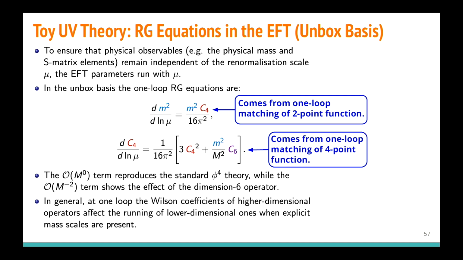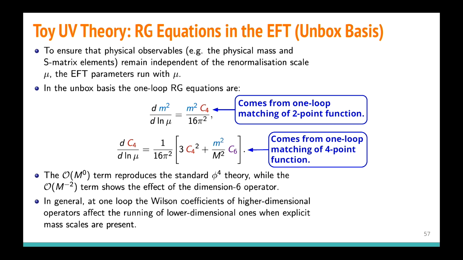So what we see is that when we do loop calculations, at one loop, these Wilson coefficients of the higher dimensional operators, which is this D6 operator, also affect the running of lower dimensional ones, but not the other way around.